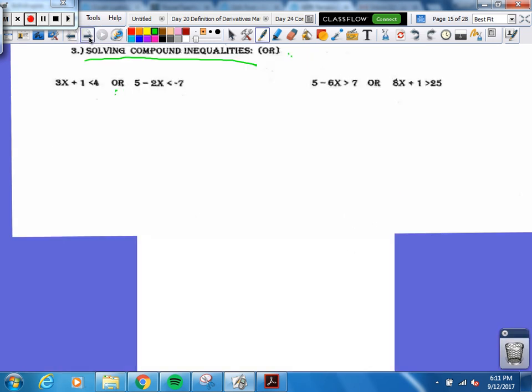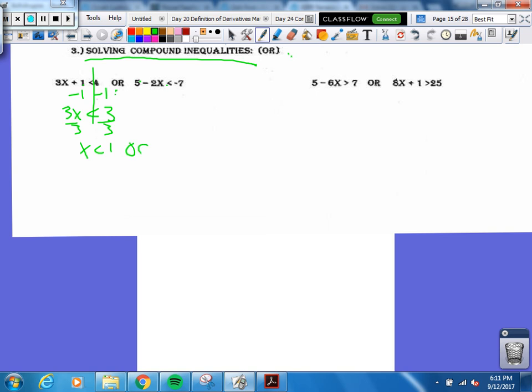So double the fun, double the inequality, just like yesterday. -1, -1. 3x is less than 3. Divide by 3. Divide by 3. X is less than 1. Bring down the or. Here's an or.